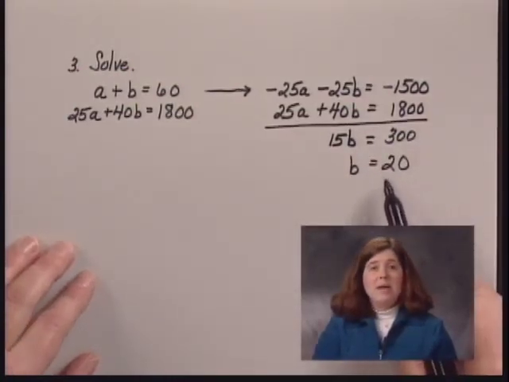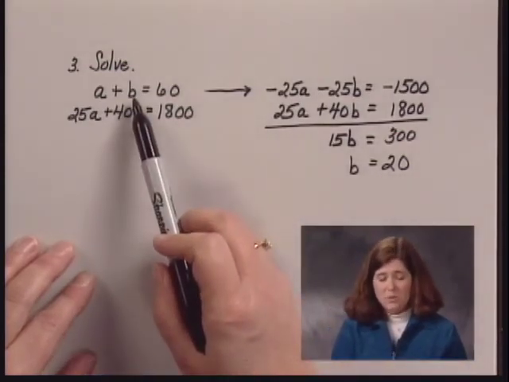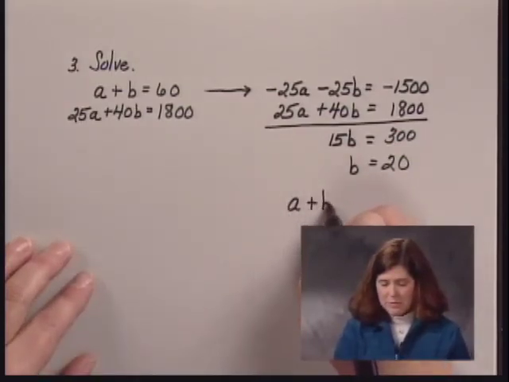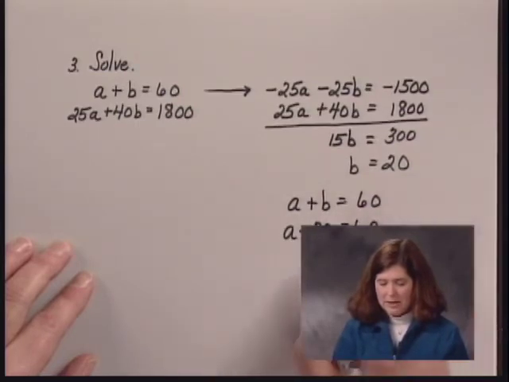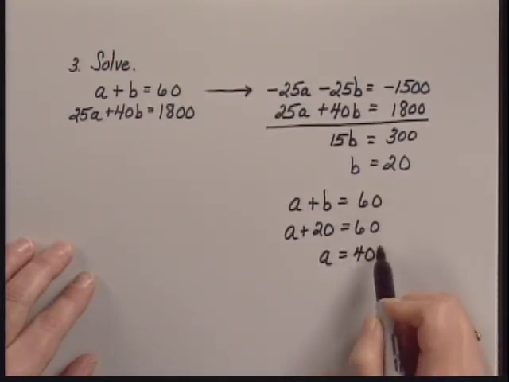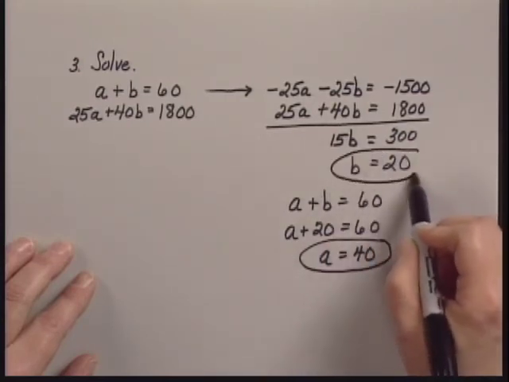Now remember, I want A and B. Substituting 20 for B in my first equation, I would have A plus B equals 60, A plus 20 equals 60. Subtracting 20 from both sides, I have A equals 40. So I have a possible solution: A is 40 and B is 20.